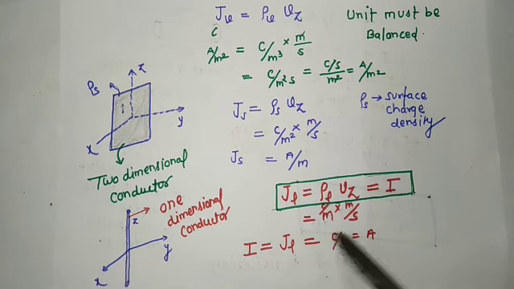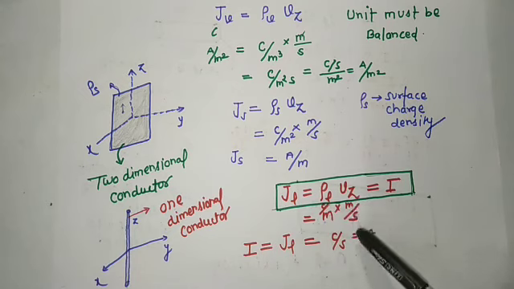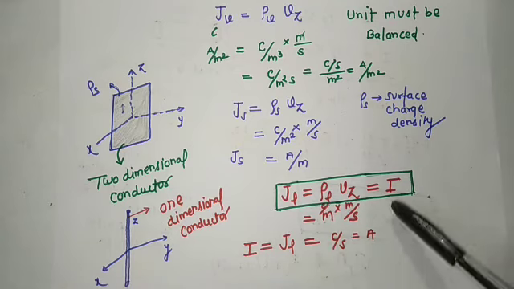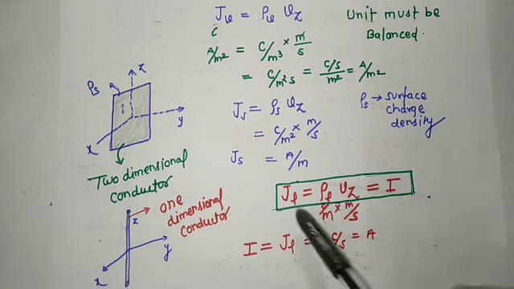There is another important thing here. What is the unit of line charge density? That is coulomb per meter. Unit of velocity, meter per second. Meter cancels out, and coulomb per second is nothing but ampere. So ampere is current. So this equation is saying that current and line current density are the same thing.